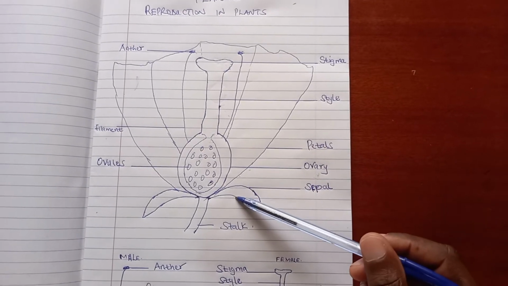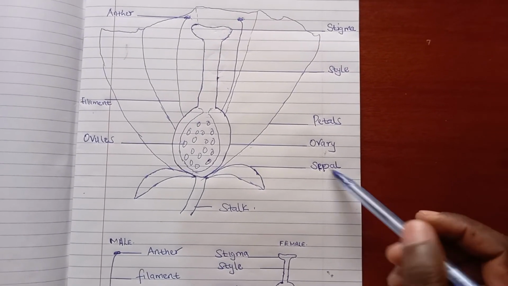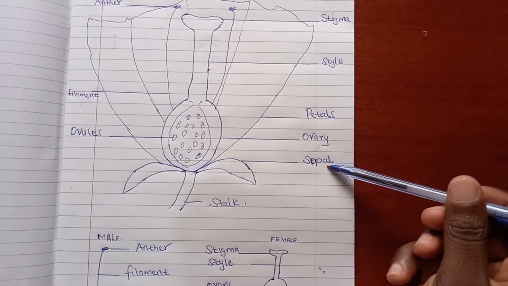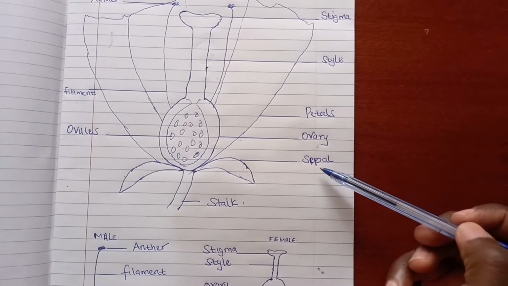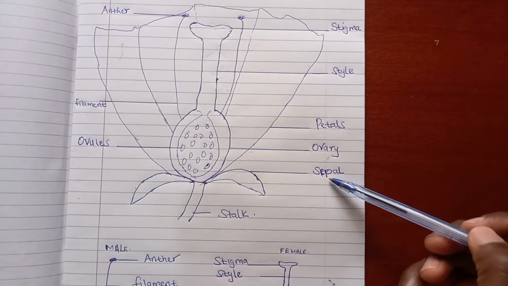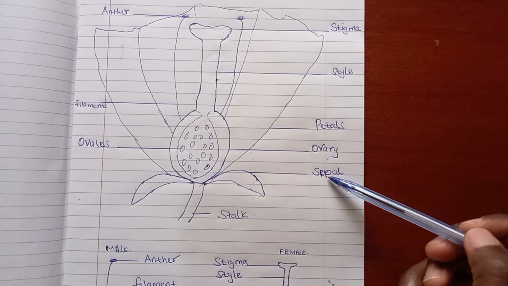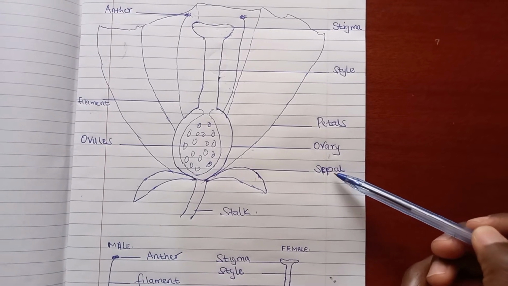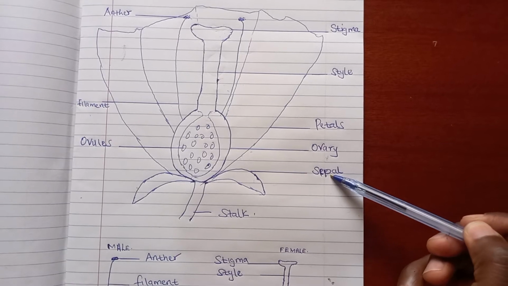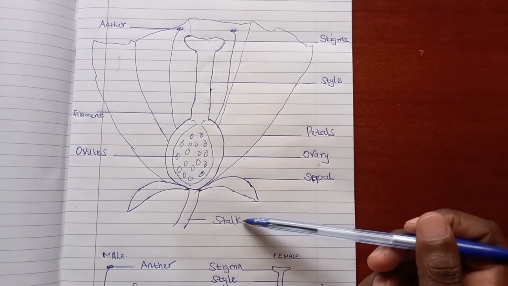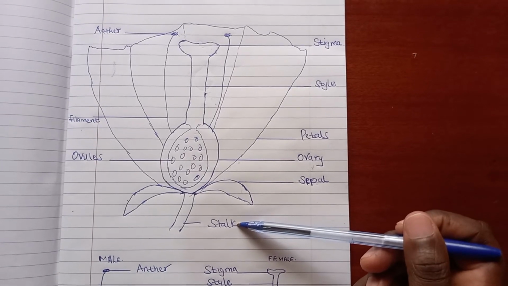At the base of the flower, we have the sepals on both sides. The main function of the sepals is to protect the flower during the bud stage. When you talk about the bud stage, we are talking about the early stage of development. So the sepals protect the flower during the bud stage. Then you have the stalk, where the flower attaches to the stem.